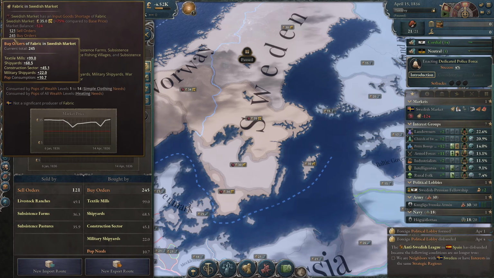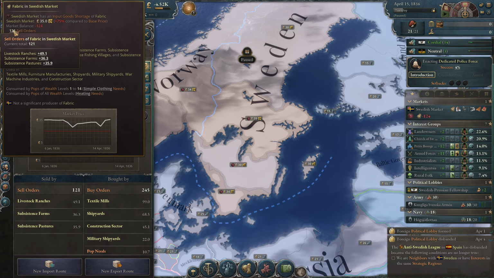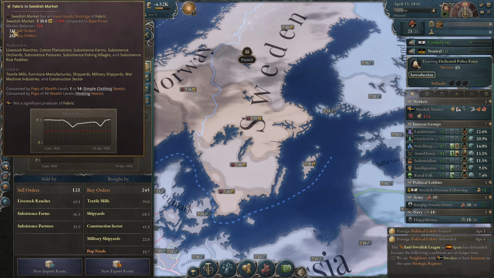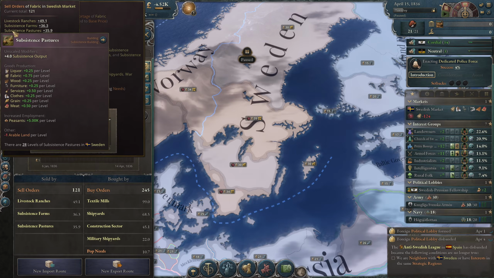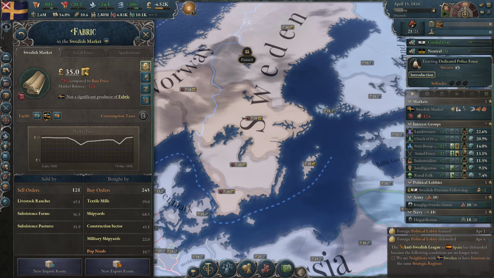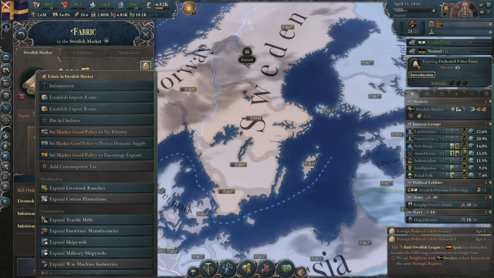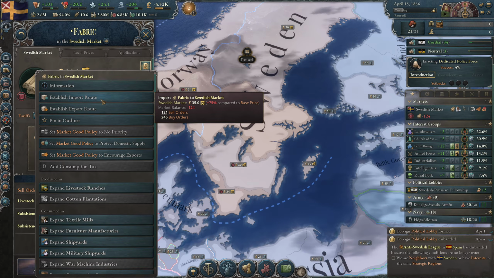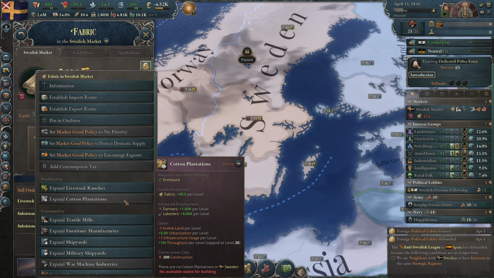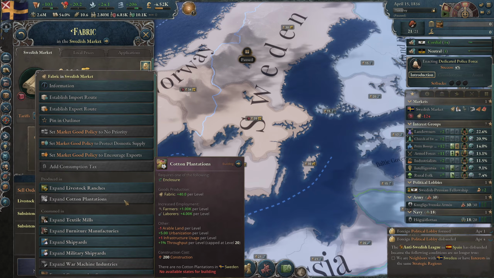You don't need exactly the number. When we make 200, we will have enough to sustain 245. You don't need 245. 200 will be enough as well, but the price will just be higher. So it's not one-on-one. When we right-click on the fabric, we can see what we can do about it. We can import cloth. We can expand the livestock ranges, but it only gives 5 fabric. That is not a lot. We can expand cotton plantations, but we have no states where we can make cotton plantations. We need to colonize for that.